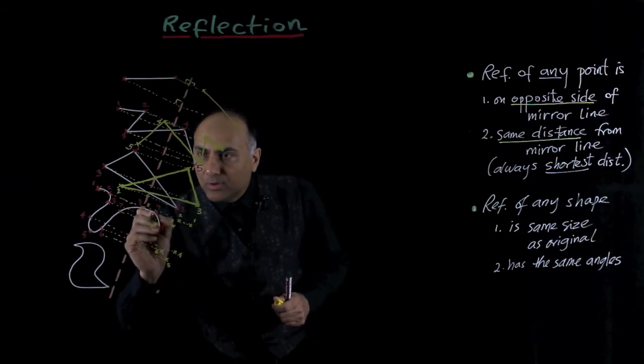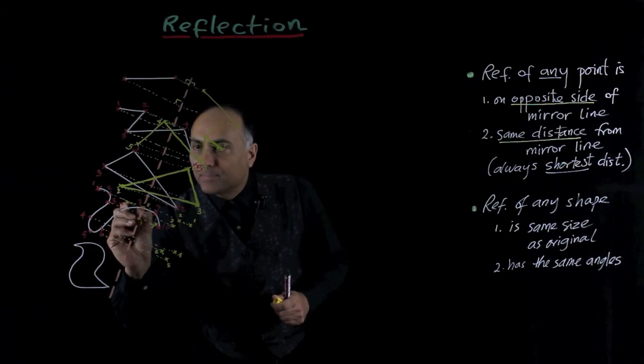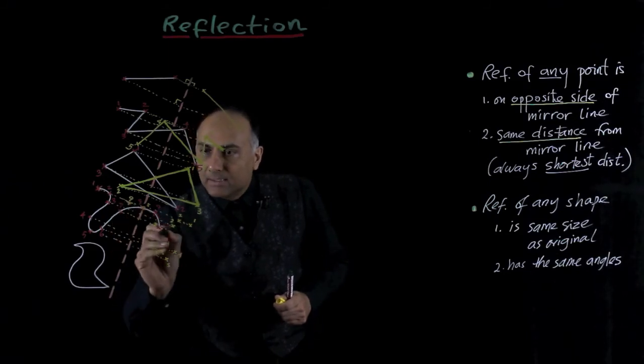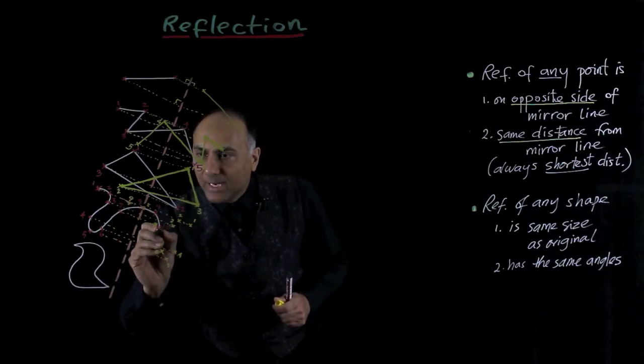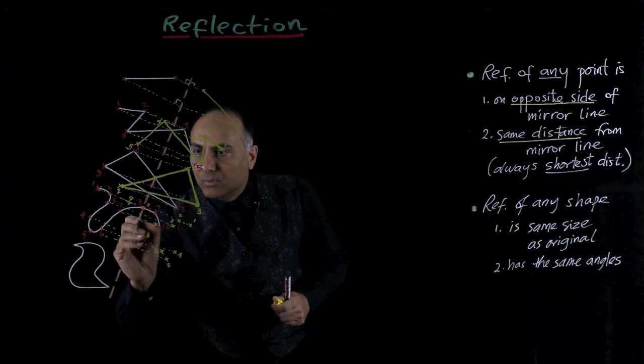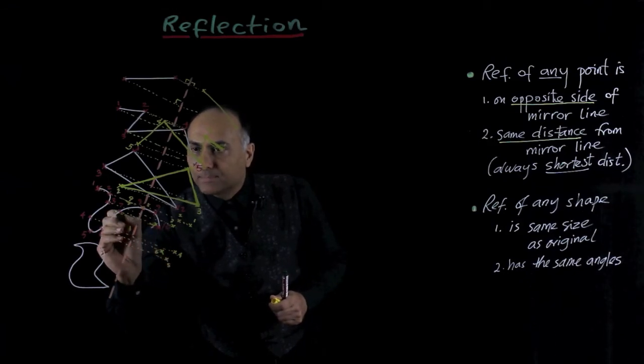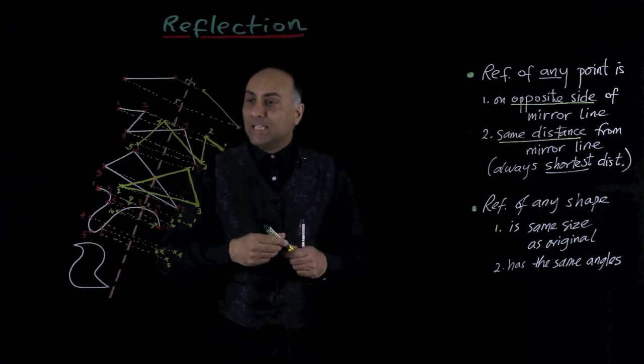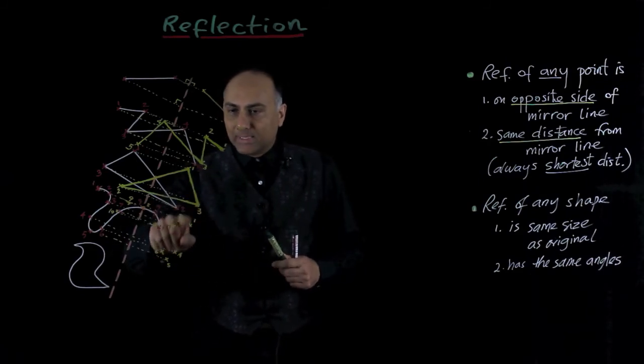9 is to the right of the mirror line, so its reflection will be to the left of the mirror line, about there. And 10, again, it's to the right of the mirror line, its reflection will be to the left of the mirror line, about there. So there I have 10 points of my reflection.